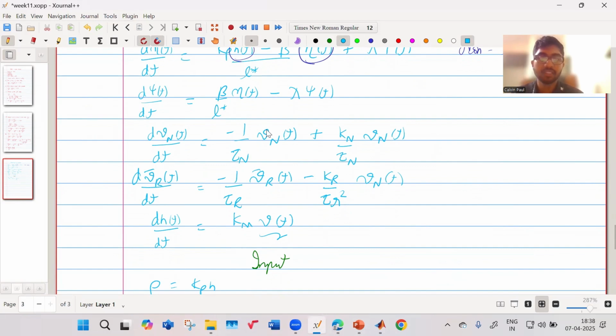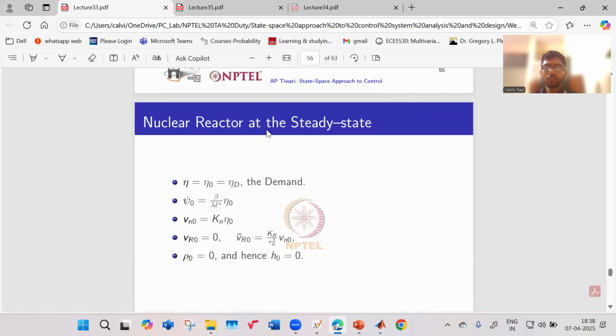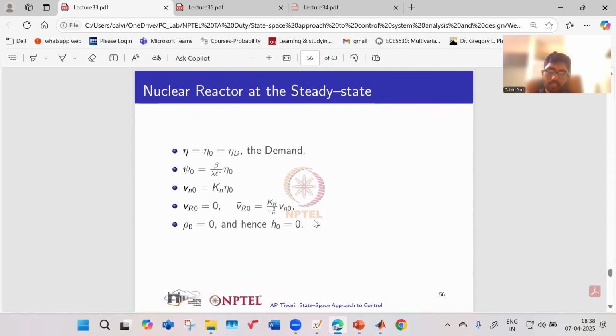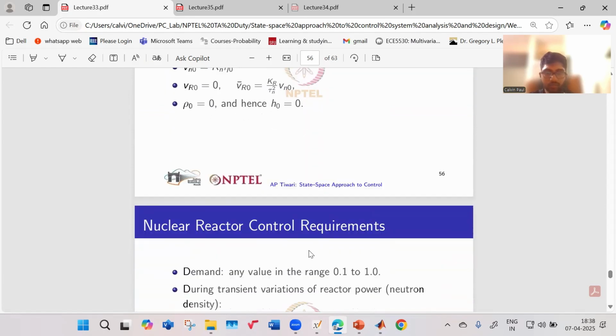And then we have some steady state value. Suppose the neutron flux density is n0, which is n_d, the demand. And this is the delayed precursors value. And Vn of 0 is k into n. Vr 0 is equal to 0, which is Vr 0 bar is k upon R square V into 0. Okay, rho 0 is 0, and hence H 0 is equal to 0.